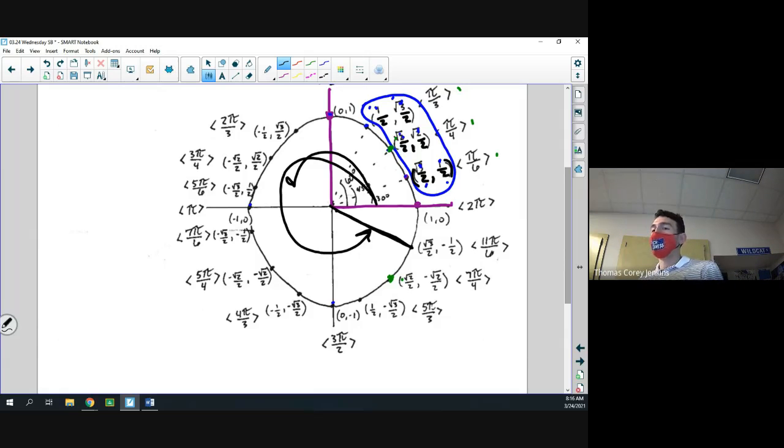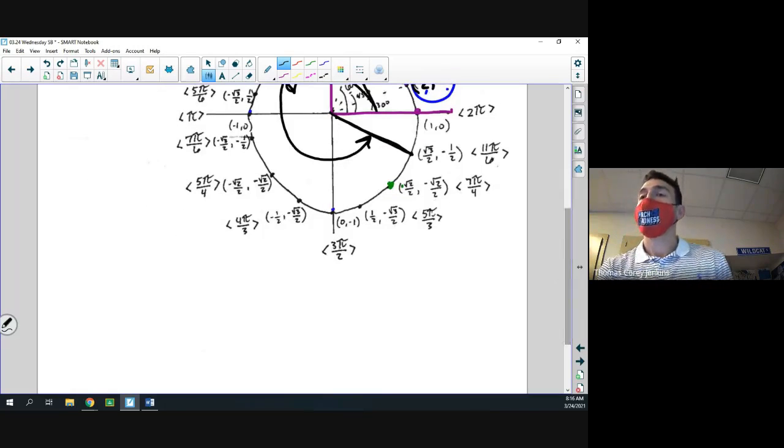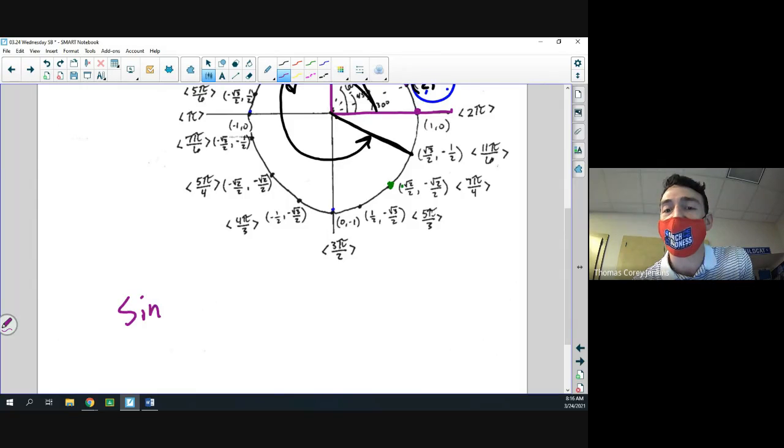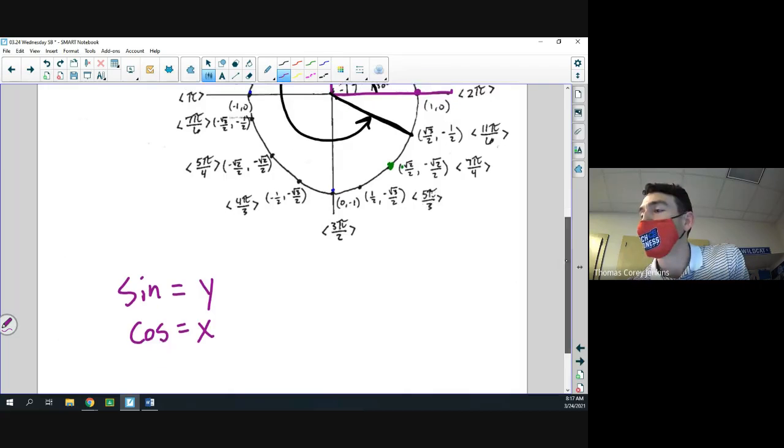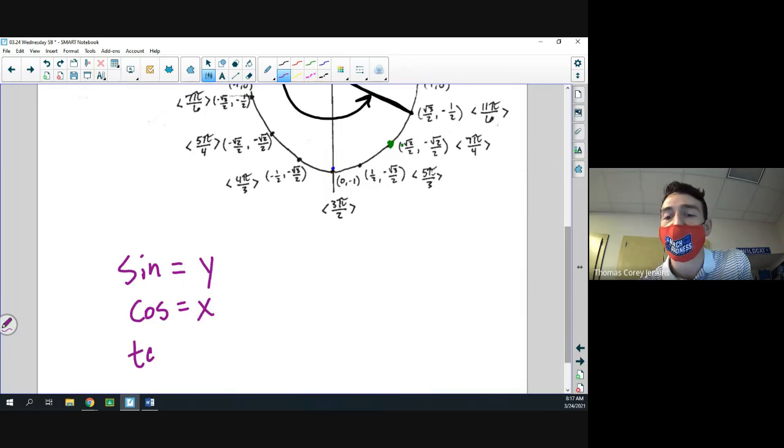Okay, so now that we see that, here is how you can take these points and know your trig ratios, based on your coordinates. Here's how it works. The sine is equal to your y coordinate. Your cosine is equal to your x coordinate, and your tangent is equal to y over x.